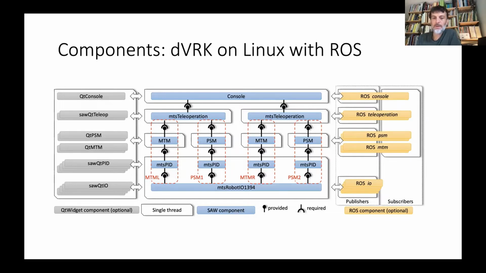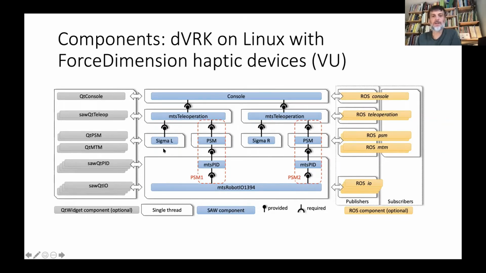Where the modularity pays, and that's the next slide, is changing. So the second example that I want to show, the main difference is sitting here in the teleoperation component. Instead of using the IO and the PID that we had, we directly plug in a Sigma or any ForceDimension system. In the dVRK code, we now have a standardized interface for ForceDimension, but also the Phantom Omni if you want to do something on the cheap. And that is done with a simple configuration file.